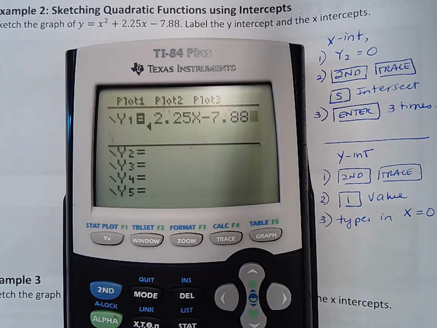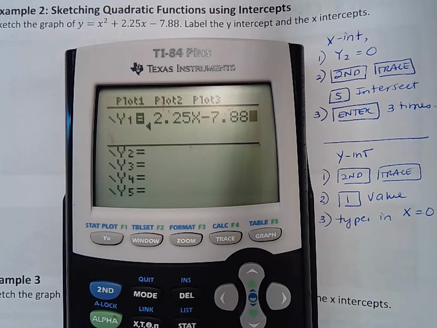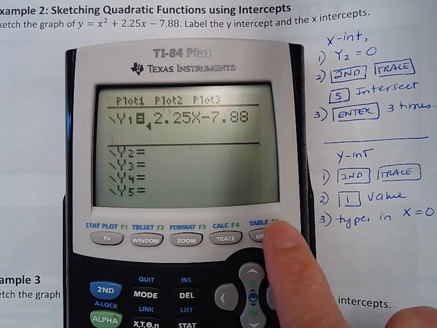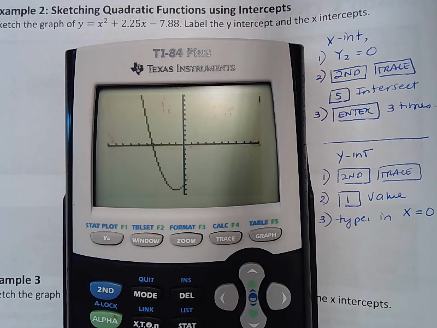This one for sure is going to be a quadratic function. It's going to give us a parabola because it's squared, right? When you see something squared, it's going to give us a parabola.